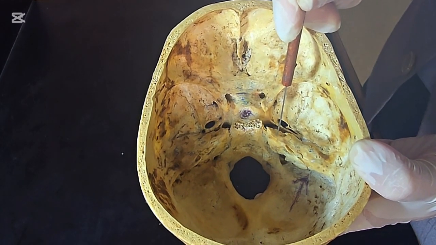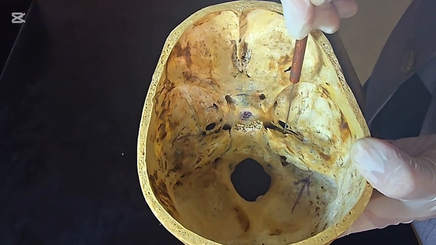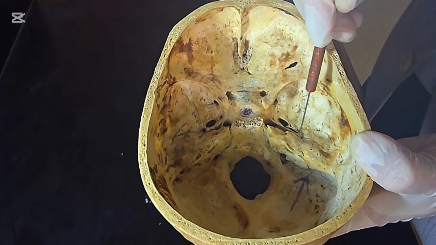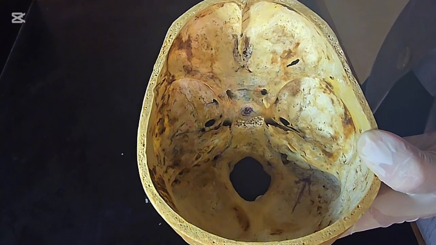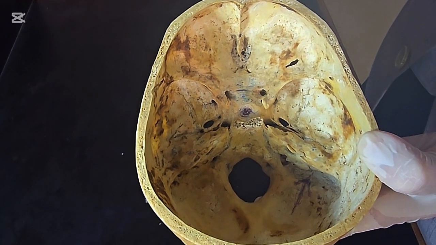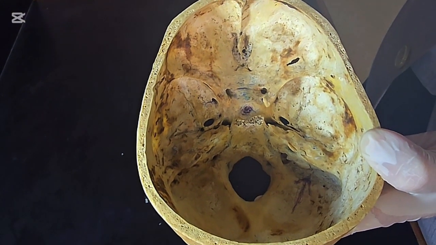which passes obliquely forward towards the foramen lacerum. The greater petrosal nerve is a branch of facial nerve which carries parasympathetic or secretomotor fibers that innervate lacrimal gland and mucous membrane of nasal cavity and palate. Therefore, damage to greater petrosal nerve can lead to xerophthalmia, that is dry eyes, and altered taste sensation.